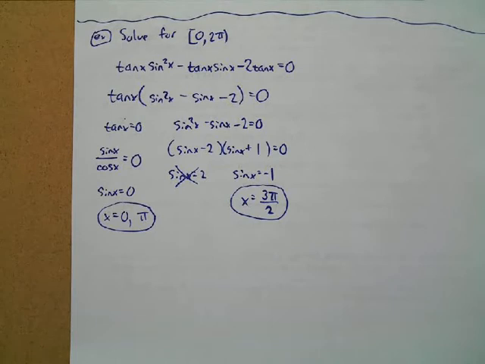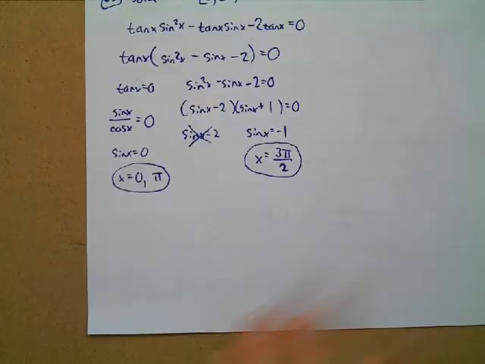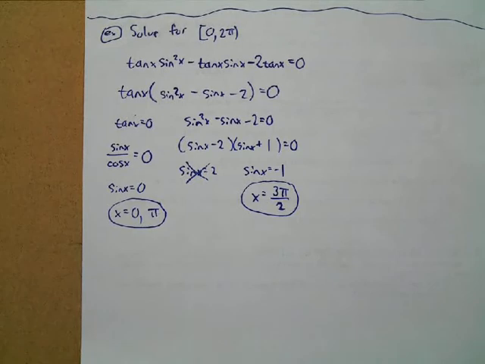But we also need to check for extraneous solutions. Question? Is 2 pi not a solution because you don't include it? Yeah, exactly. If you look here, we solve for 0 to 2 pi. We're not including 2 pi.